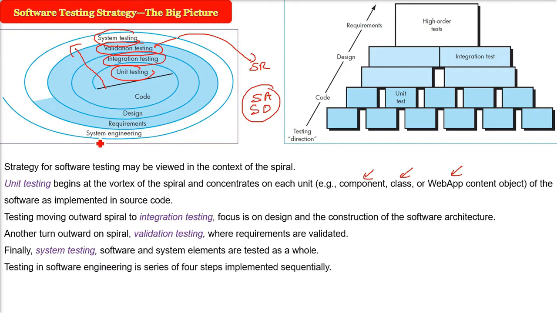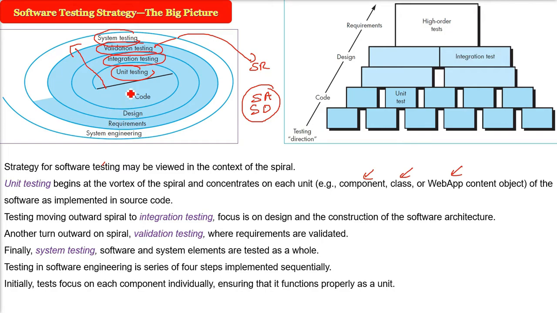So testing in software engineering is a series of these four steps implemented sequentially. Initially, we focus on the component, ensuring that it functions properly as a unit, a component or a class or web app content. They work as a unit. That is why it is called unit testing. I hope you got the idea.